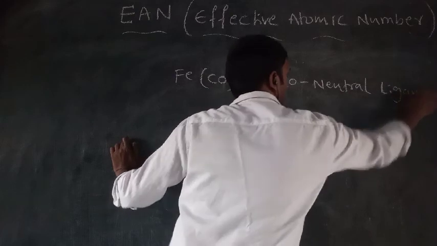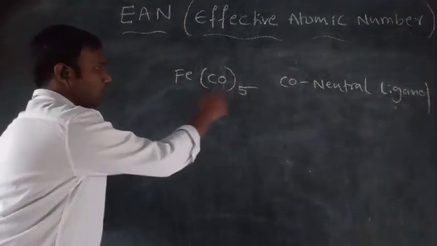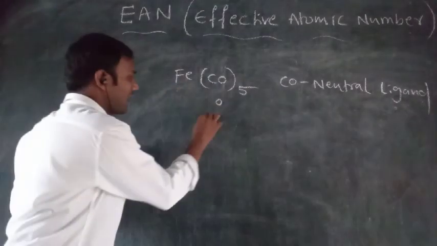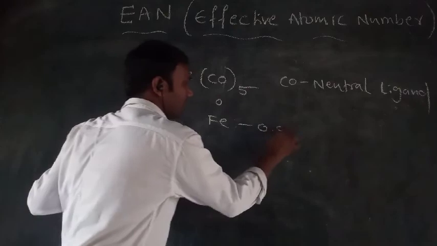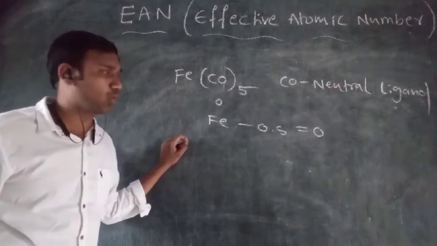A neutral ligand does not have any charge, so we can say the charge is 0. If the carbonyl charge is 0, automatically the iron charge is also 0. That means the iron oxidation state is 0. Iron oxidation state 0 means iron does not lose any electron.